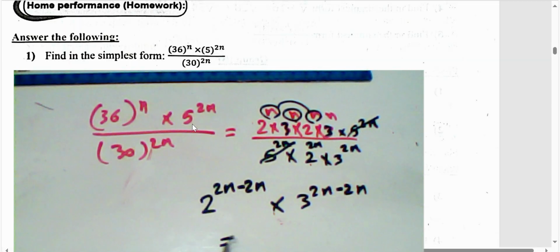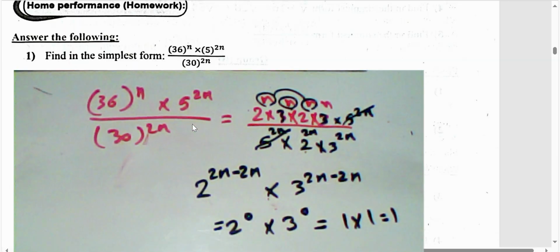Then the result here will be 2 power 0 multiplied by 3 power 0, then 2 power 0 is 1 and 3 power 0 is 1, then 1 times 1 equals 1. Then the answer will be 1, which is the simplest form of this expression. Okay, next question here.